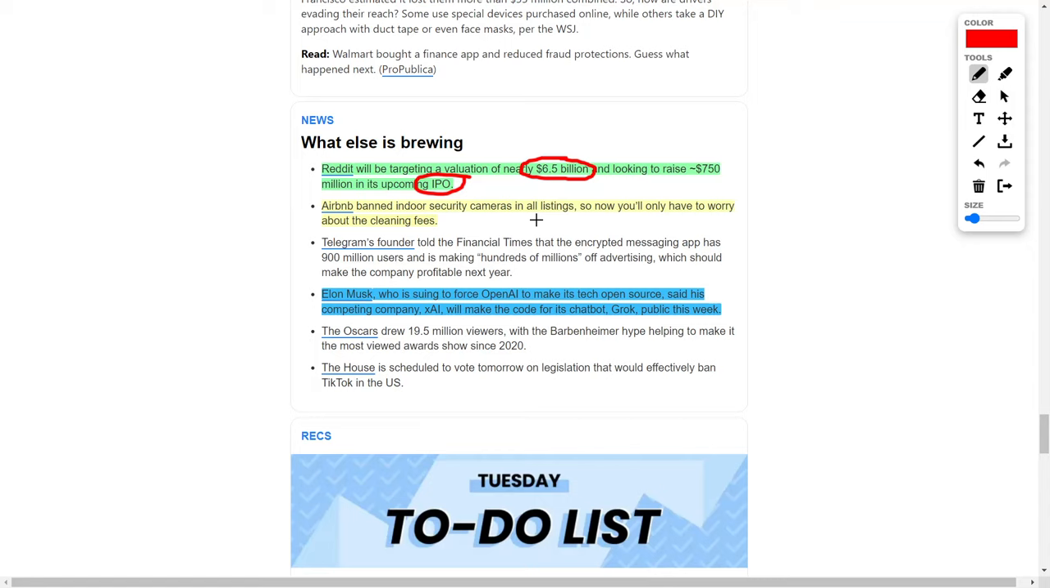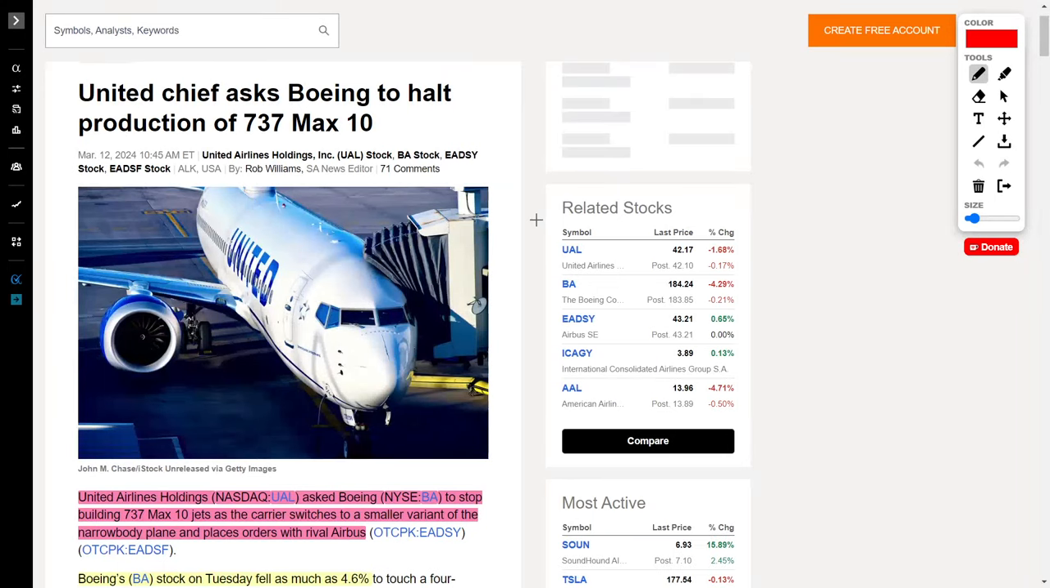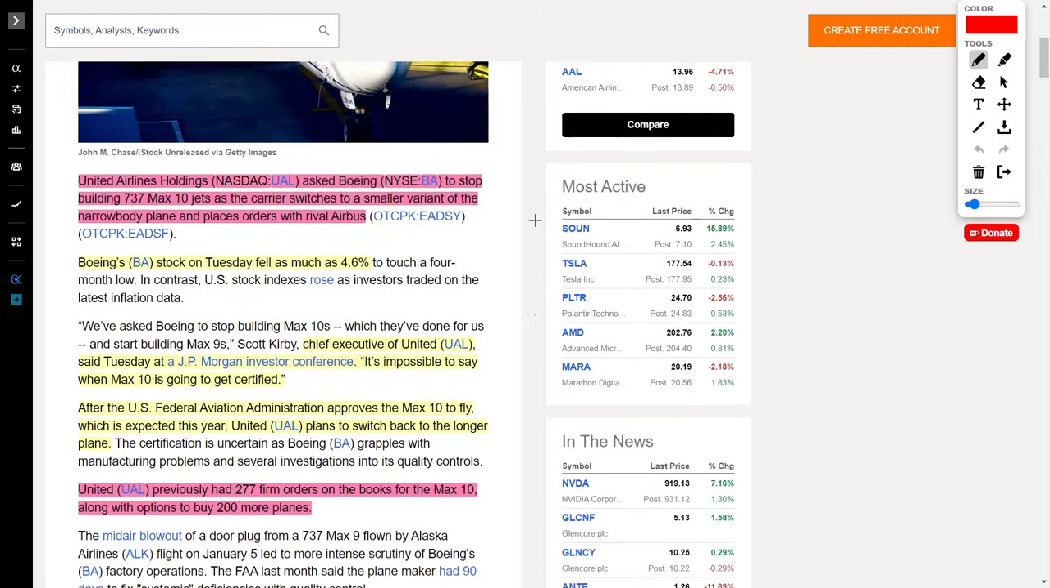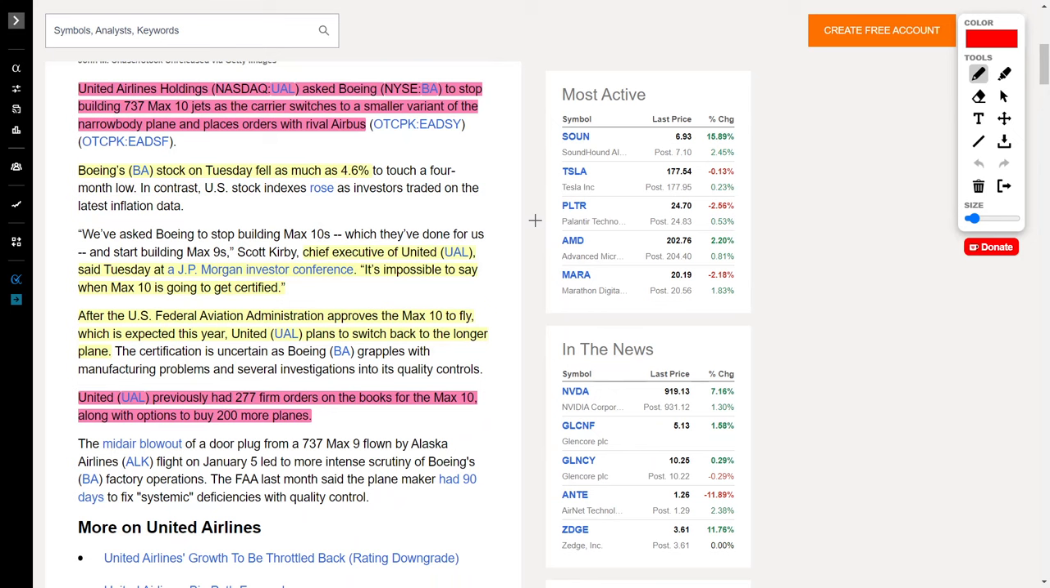But now let's jump over to do some in-depth stock analysis on various companies, and the one we're going to start off talking about is Boeing and United Airlines. For context, Boeing is an aircraft manufacturer, and United Airlines is clearly an airline stock. So let's talk about this story and why they're in today's news update.